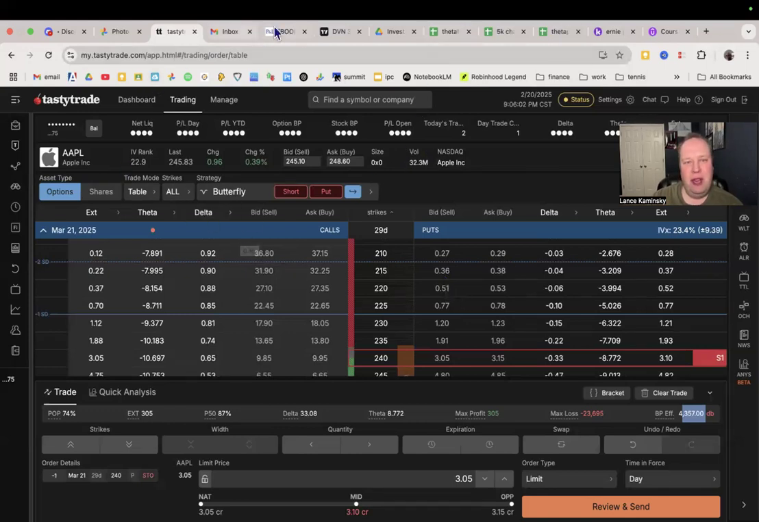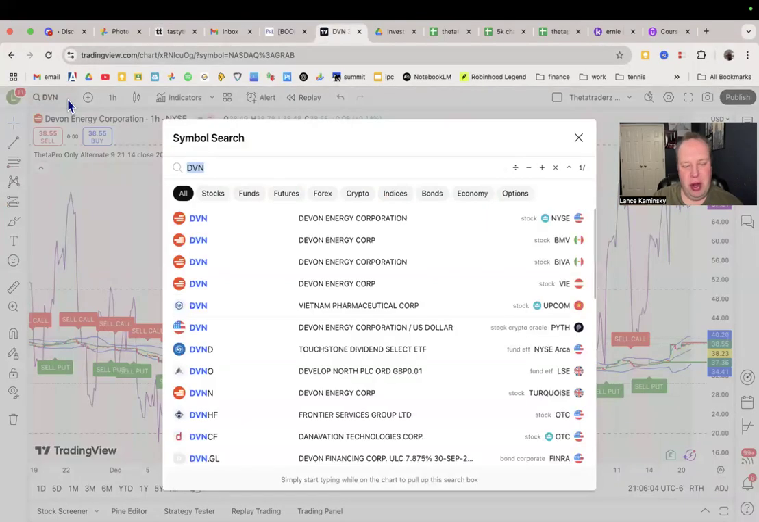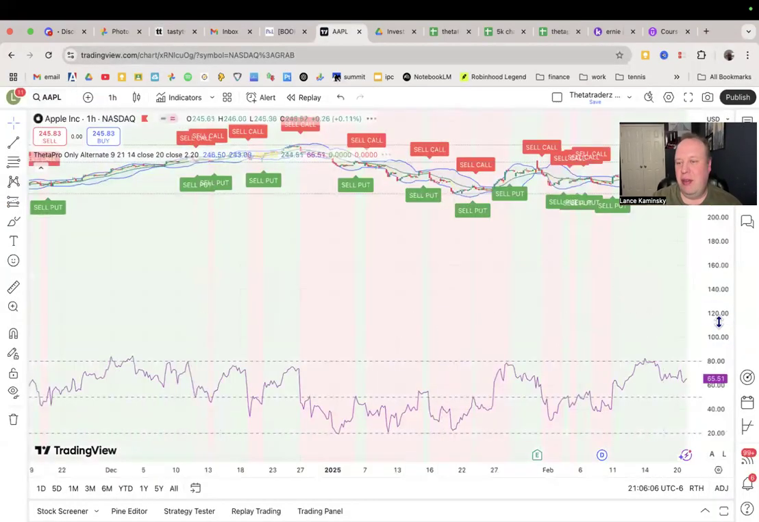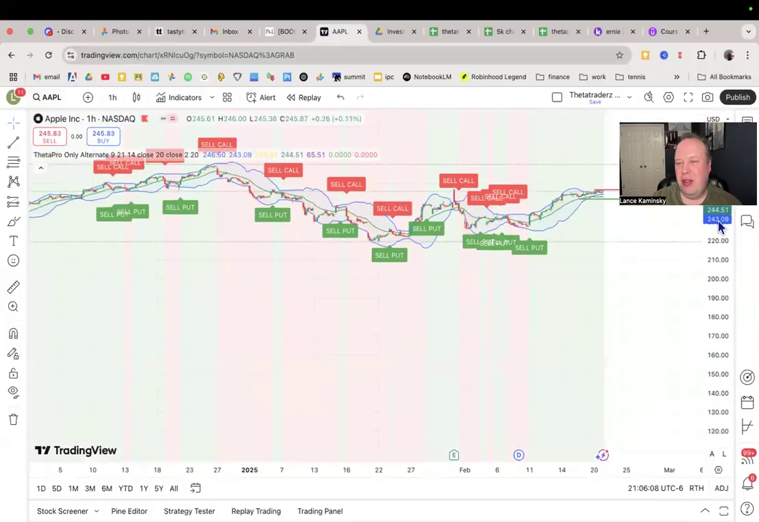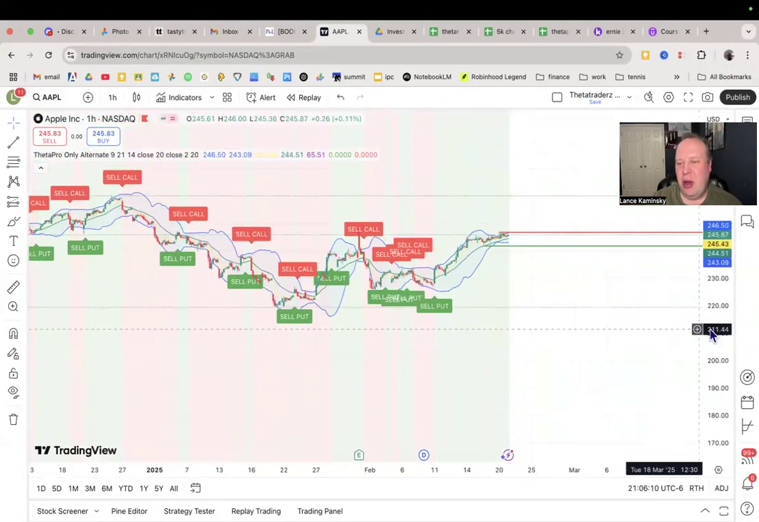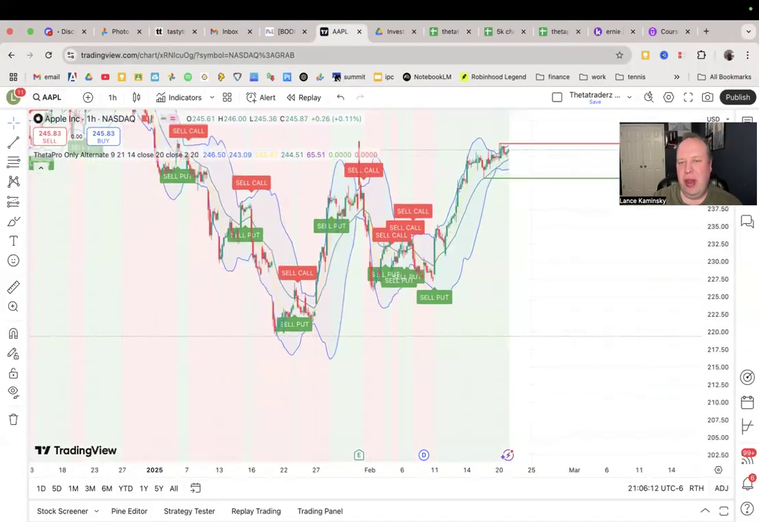So for instance, let's just look at Apple again while we're here. I haven't seen too much in the stock, but when you look at it right now, we're near a recent high.